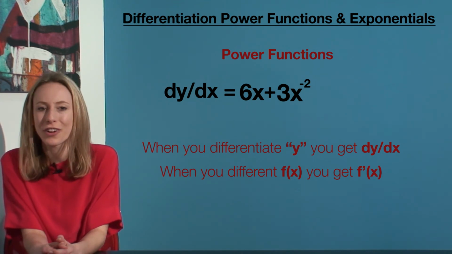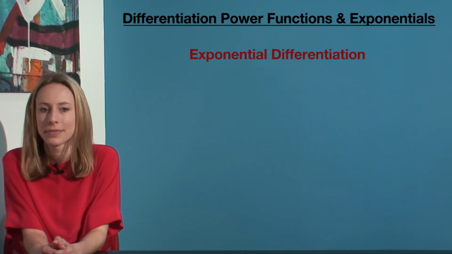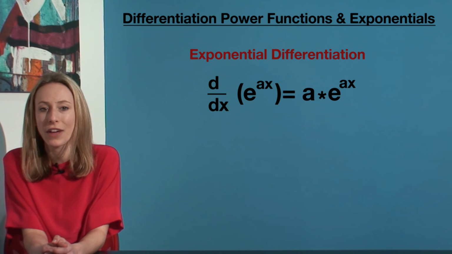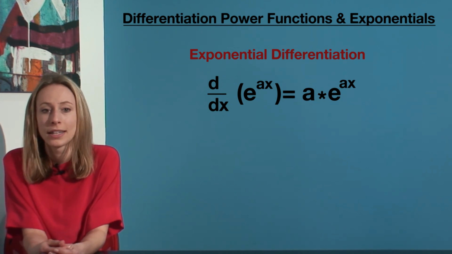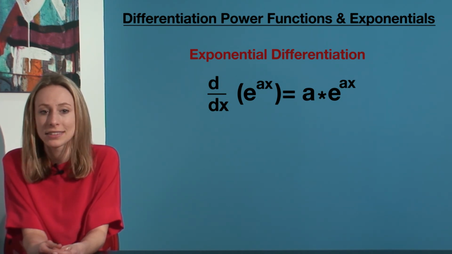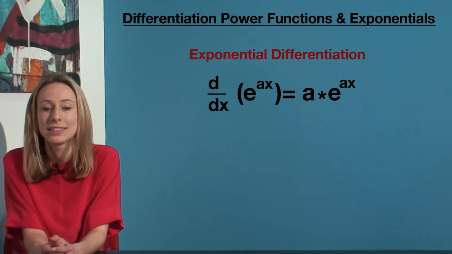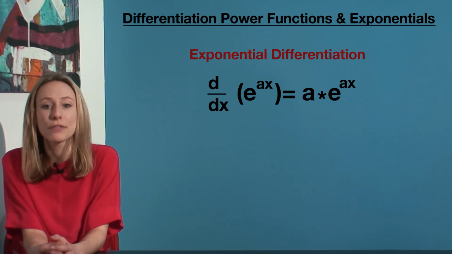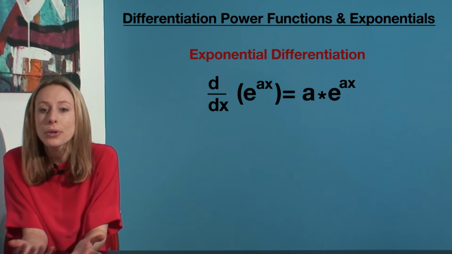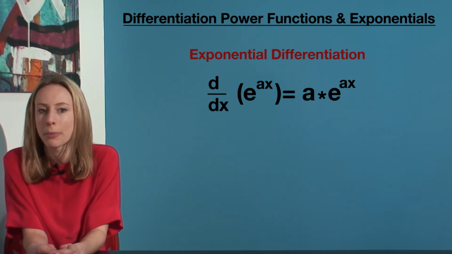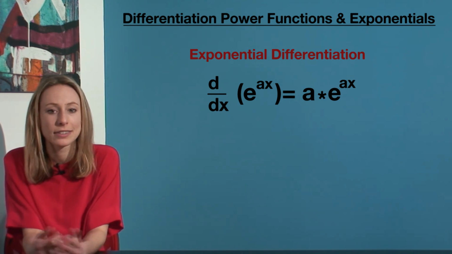Now, let's move on to exponential differentiation. In the formula sheet, we are provided with the very useful formula. The derivative of e to the ax is a multiplied by e to the ax. This is one of the easiest rules to follow, as all you do is multiply the exponential component by the number in front of x.